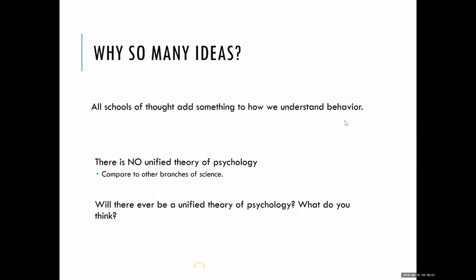So there is no unified theory of psychology. There's no one theory that explains every single thing. And when you compare that to other branches like chemistry and physics, those appear a little bit more unified and organized. So often one of the questions that I ask is, will there ever be a unified theory of psychology? And it's worth taking a minute to think about that.